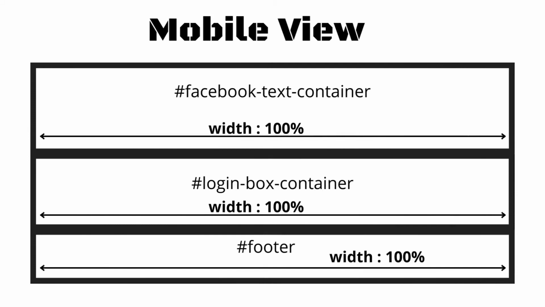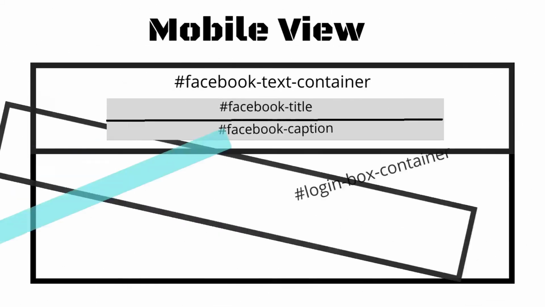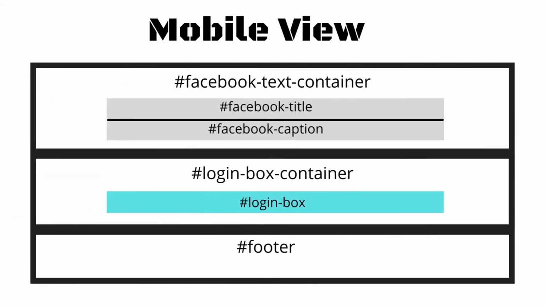The known properties on the mobile view are the width of the Facebook text container, the width of the login box container, and the width of the footer, and all of them are equal to 100%. On the mobile view, the subcomponents remain just like on the desktop view.